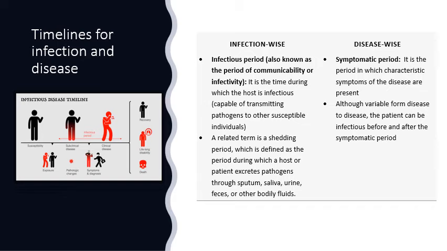More definitions for infectious-wise are the infectious period, or infectivity, which is the time during which the host is infectious. Another term is the shedding period, defined as the period during which the patient excretes the pathogen through sputum, saliva, urine, feces, or other body fluids. The symptomatic period, which is under disease-wise, is the period in which symptoms of the disease are present. These symptoms vary from disease to disease. The patient can be infectious before and after the symptomatic period.